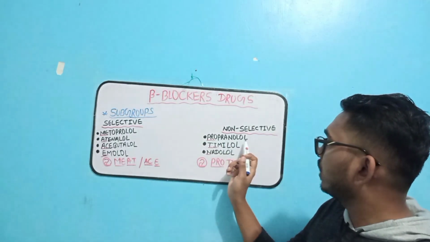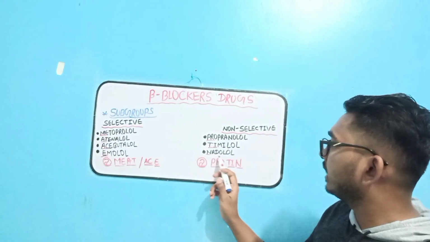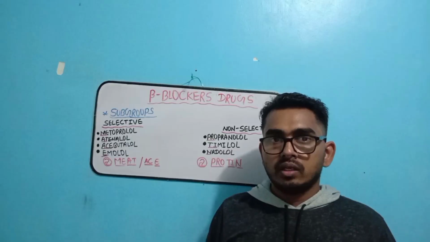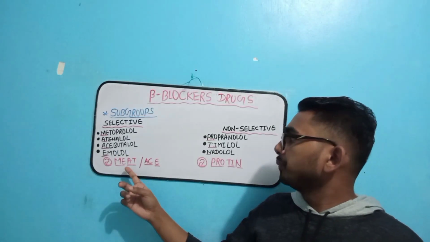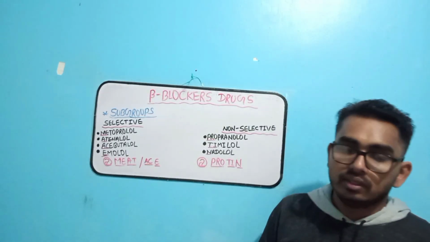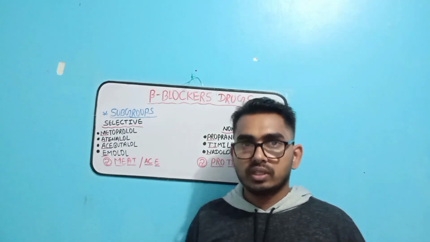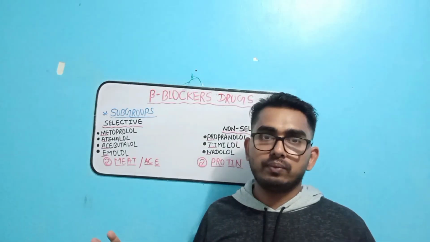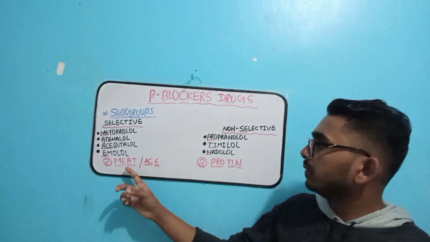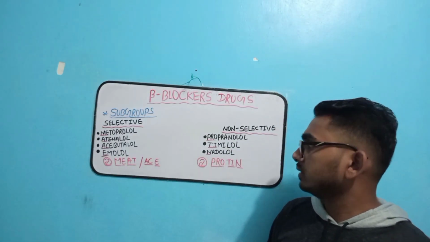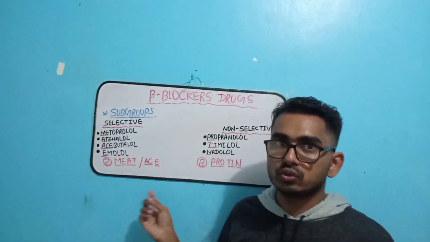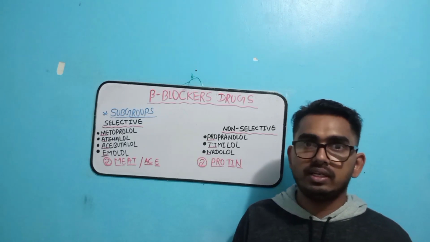The propranolol, timolol, and the nadolol. Protein. It will help in our exam. Now we have two mnemonics, the meat and the ACE, and another is the protein. So sometimes we will get confused, and so we have to understand, like the meat and the protein, which is selective and which is non-selective. So we have to relate these two, meat and the protein, in our daily life.